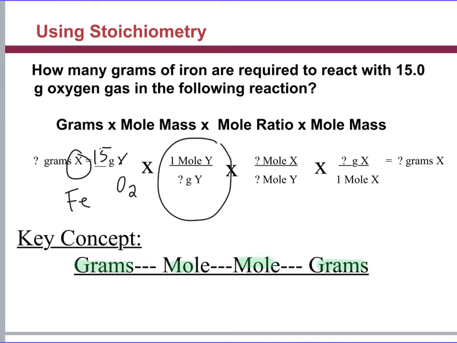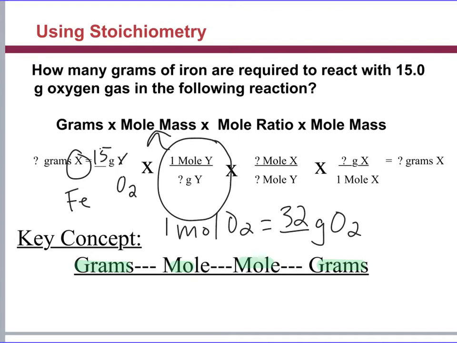This first conversion factor, 1 mole of Y is equivalent to some number of grams of Y. Guys, this is molar mass. Okay, I've got that right here. We start with grams, then we use our conversion factor of molar mass. 1 mole of O2 is equal to the mass in grams of O2. So I'd need to look at my periodic table, which I have memorized, but oxygen's mass is 16, and 16 times 2, because it's O2, would be 32. So that's going to be the first conversion factor we plug in.